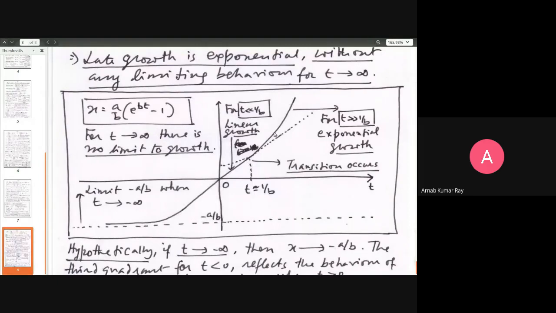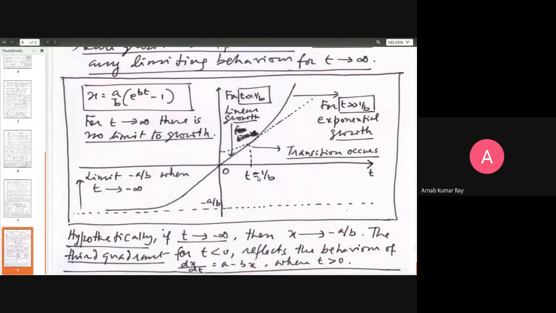Just a while ago, I mentioned the behavior of the universe. The early growth of the universe would probably have been exponential like that, and then the later growth has slowed down, become less than exponential. So probably it would be like this. Probably, but I'm not getting into that discussion in detail. But you can see that a system is capable of displaying different kinds of time-dependent behavior on different time scales, right? This is a small time scale, this is a large time scale. The transition is happening at t equal to 1 upon b.